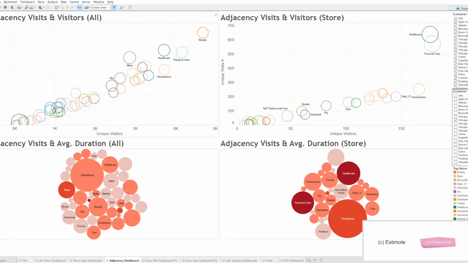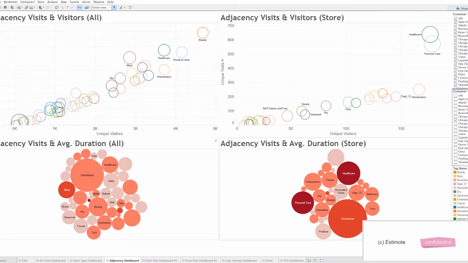What's interesting when we compare this single store to the entire bundle is that we notice that the adjacency that's most popular changes. For the entire bundle, as we noted before, beauty was the most popular adjacency. However, looking specifically at this Illinois-based store, we see that healthcare and personal care are by far the 2 most popular adjacencies, also containing the highest dwell times, which is above the national average.